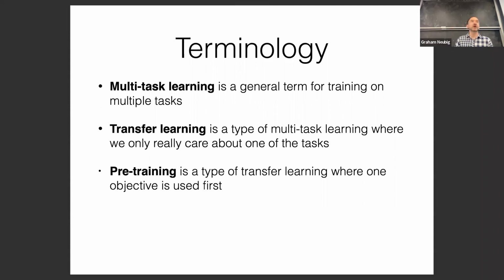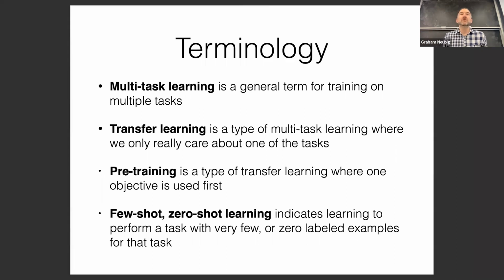Pre-training, again, is a subset of transfer learning where one of the objectives is used first and then we train on a different objective later. So it implies that we're not just doing transfer learning, but we're doing it in a sequential order. Another piece of terminology is few-shot or zero-shot learning, which indicates learning to perform a task with very few or zero labeled examples for that task. And in order to do well in few-shot or zero-shot learning, you traditionally need to do multitask learning or transfer learning. There's no way that you could train the model effectively only on the small amount of data you have.